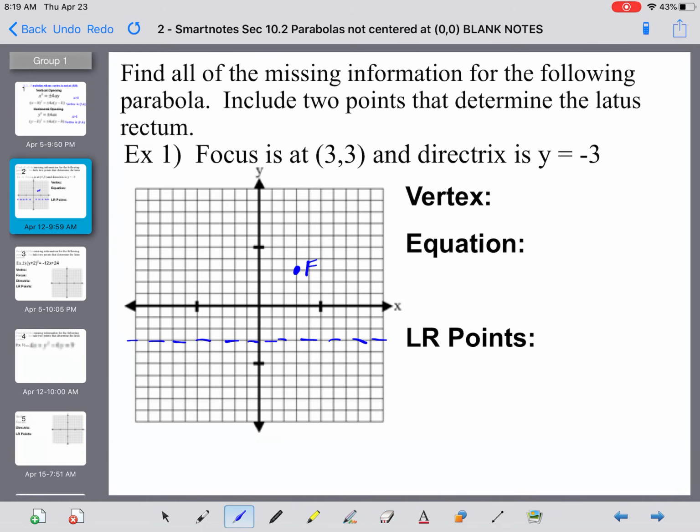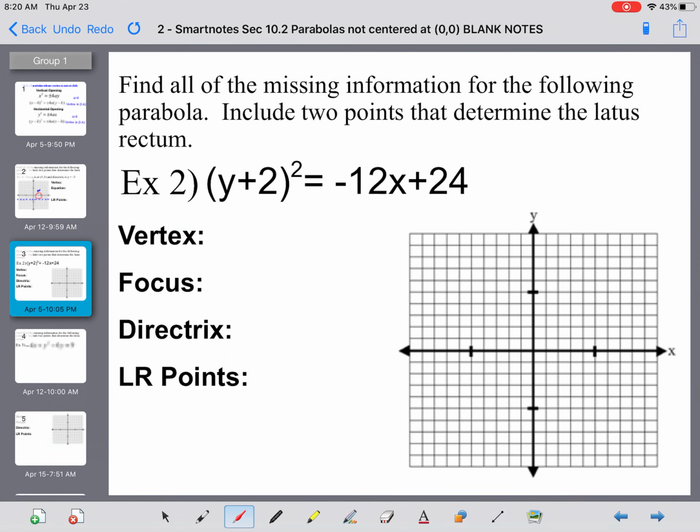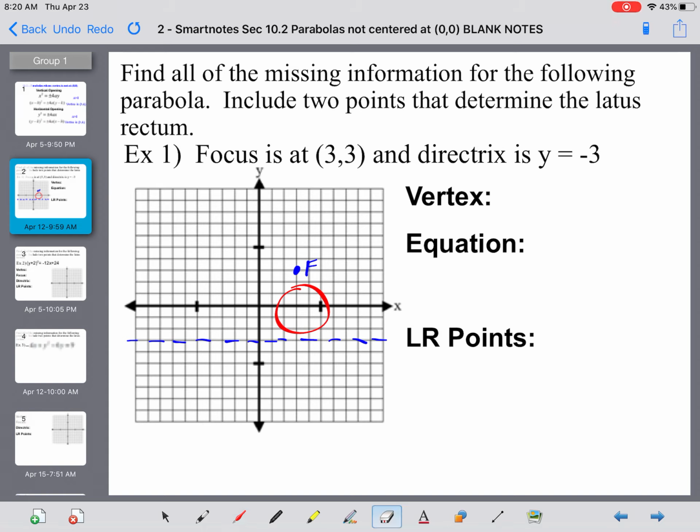So we need the vertex, right? Now, we haven't seen one like this. I think we saw one on Tuesday maybe, but not a lot. If I give you the focus and give you the directrix, the vertex has to be smack dab in the middle somewhere, directly in between them. So the vertex has to be halfway between the focus and the directrix. It's got to be right there. So the vertex is (3, 0).